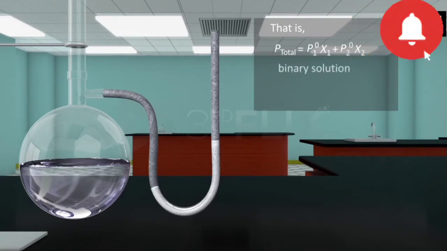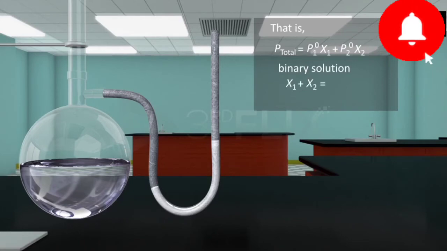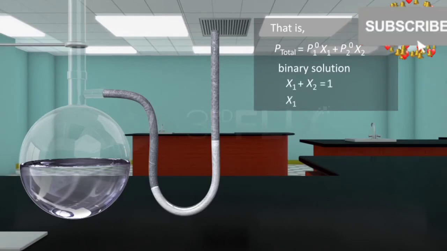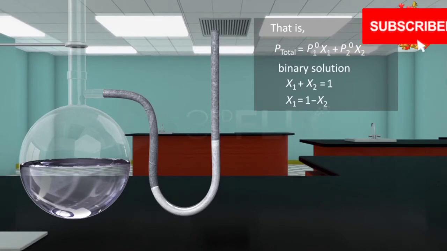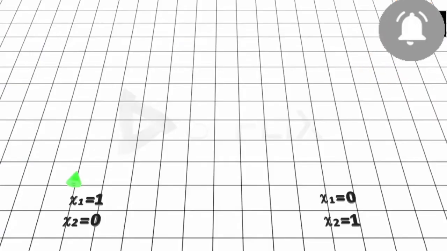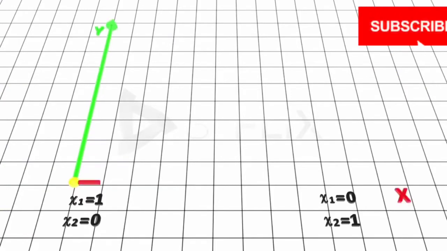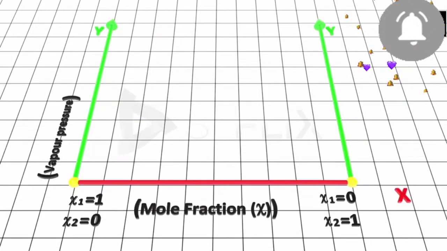Further, for a binary solution, the sum of the mole fractions x1 and x2 is equal to 1. We can write x1 equal to 1 minus x2. On substituting this value in equation 1, we get equation 2.